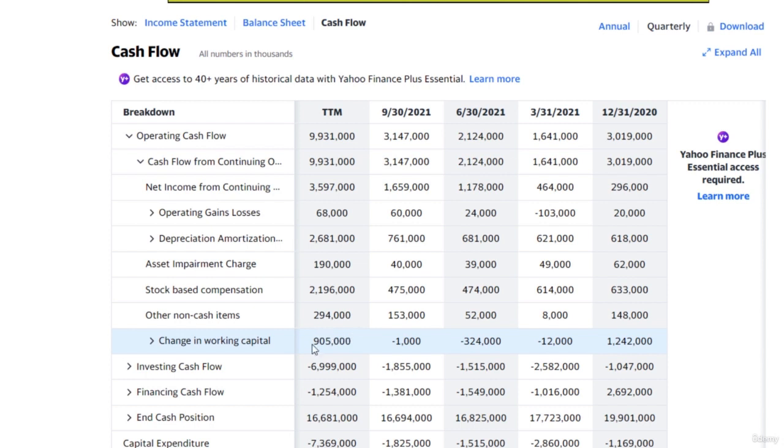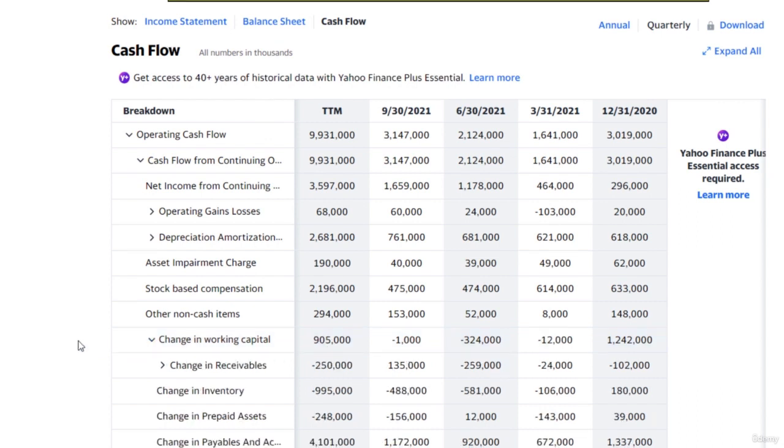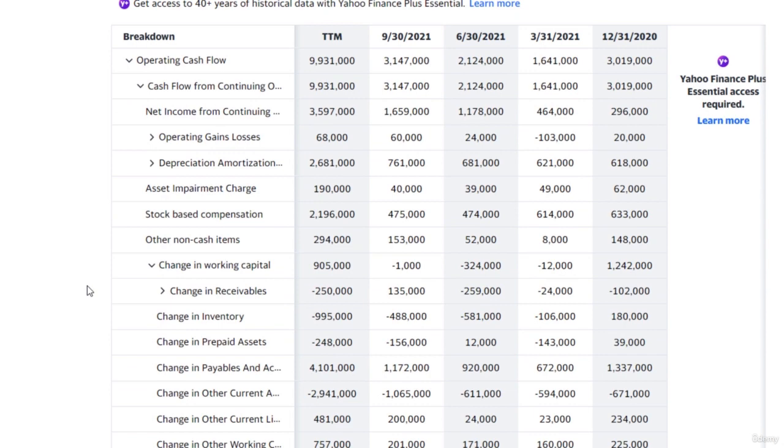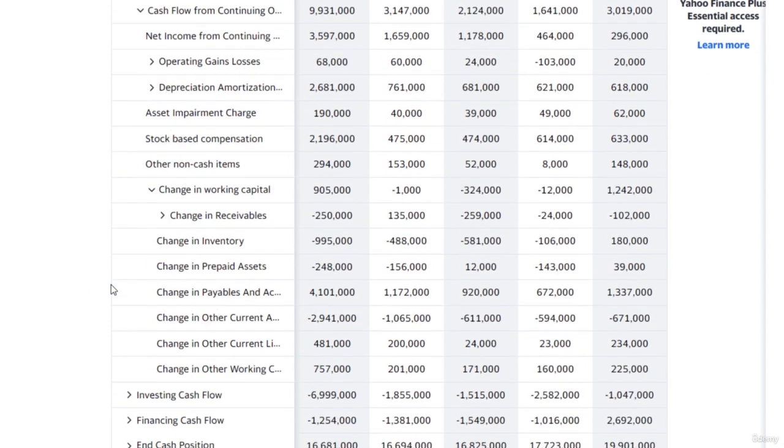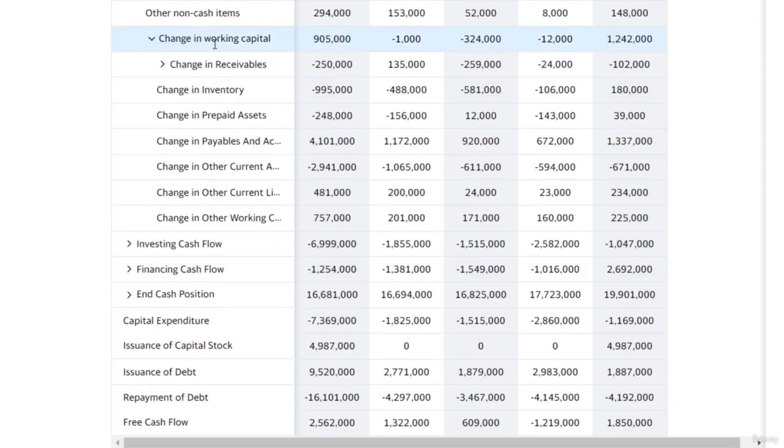So, our change in working capital, we're doing better as far as current assets going up versus current liabilities. Current assets being things like cash and accounts receivable, those kind of things. And this is where it can get tricky. So let's look a little closer at this one. Change in working capital. So we have change in receivables, right?